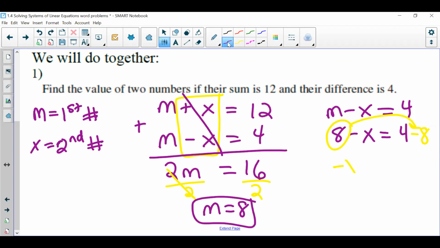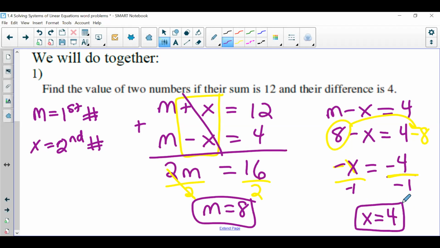I can't see the side of the screen. Okay, there. And then you're going to divide negative X by negative 1. It's negative 4 divided by negative 1. Oh, sorry. It's actually going to end up being positive 4. Oh, I did subtraction. Yeah, okay.